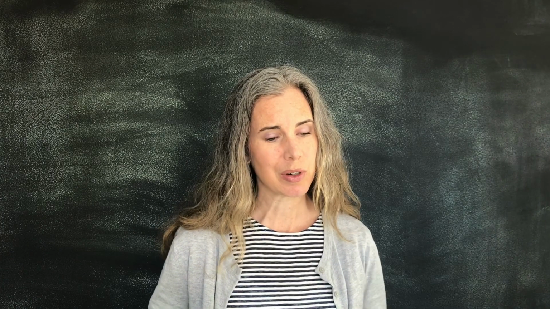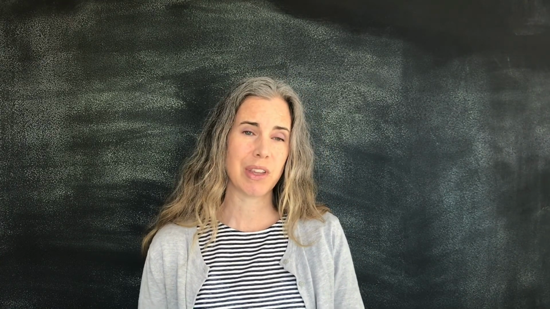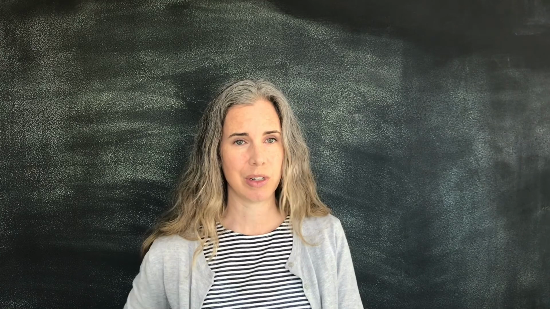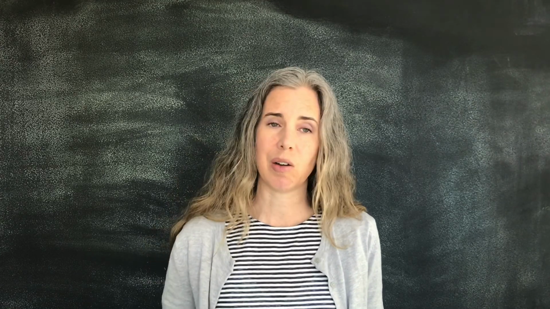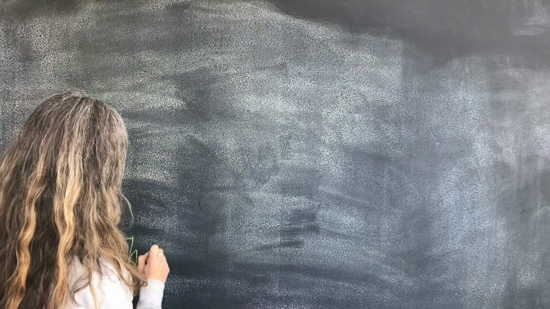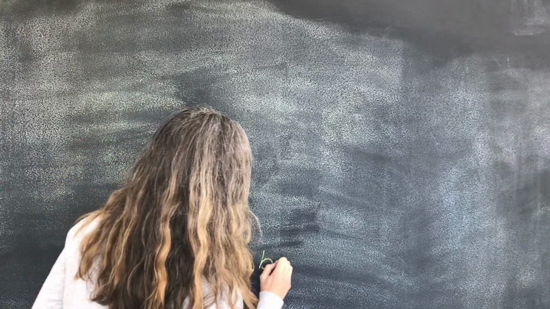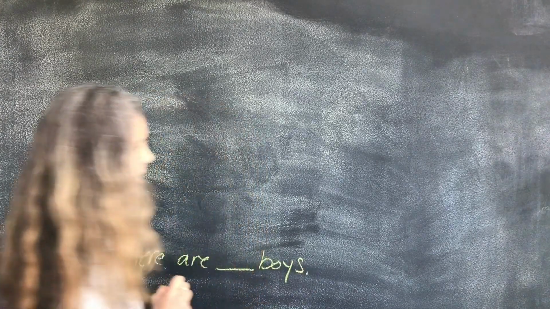Kevin has 24 grapes, and he gives 4 grapes each to some boys. How many boys are there? So let's take that question and turn it into a statement. There are blank boys. So write that on your paper. Okay, just like that.